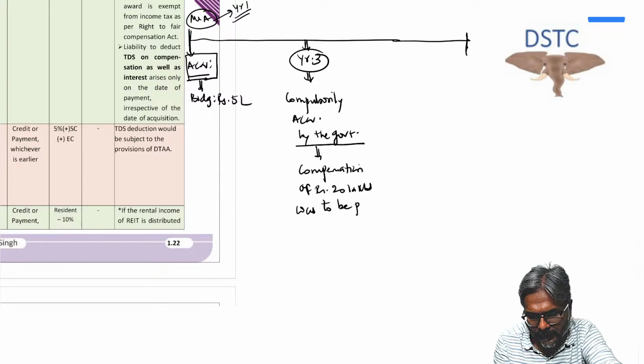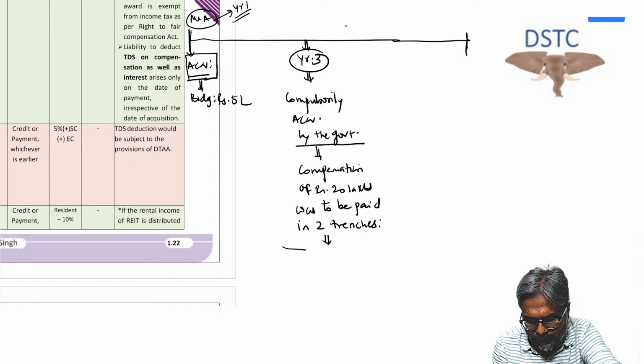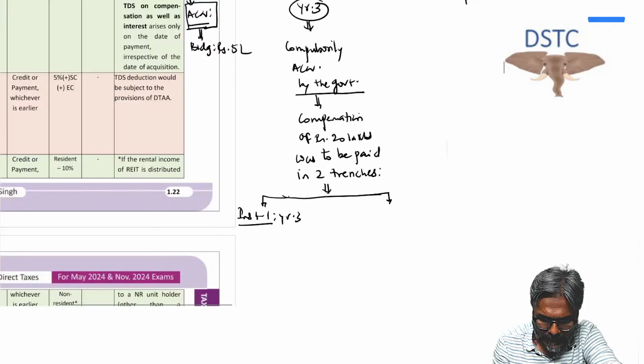was to be paid in 2 tranches. It's in 2 installments. Now which are those 2 tranches? Installment 1, which is year 3, 10 lakhs. Installment 2, year 4, 10 lakhs.